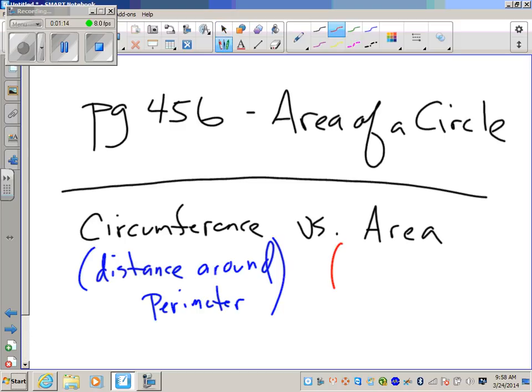Area will measure basically the space taken up. And we will measure these in square units. So we're measuring two completely different things.